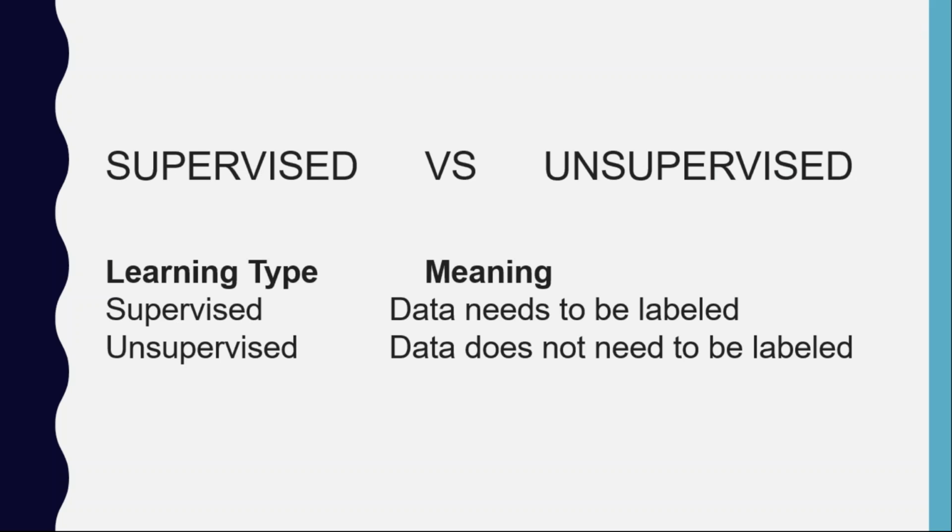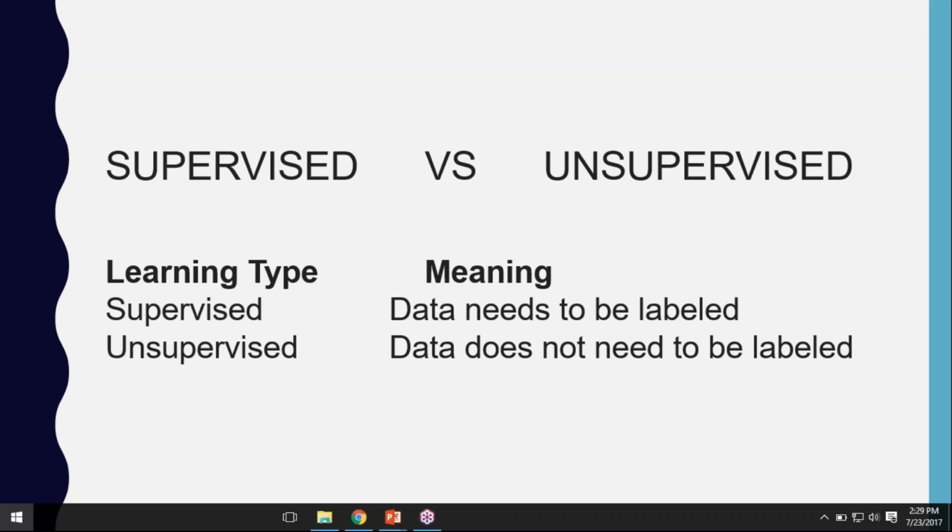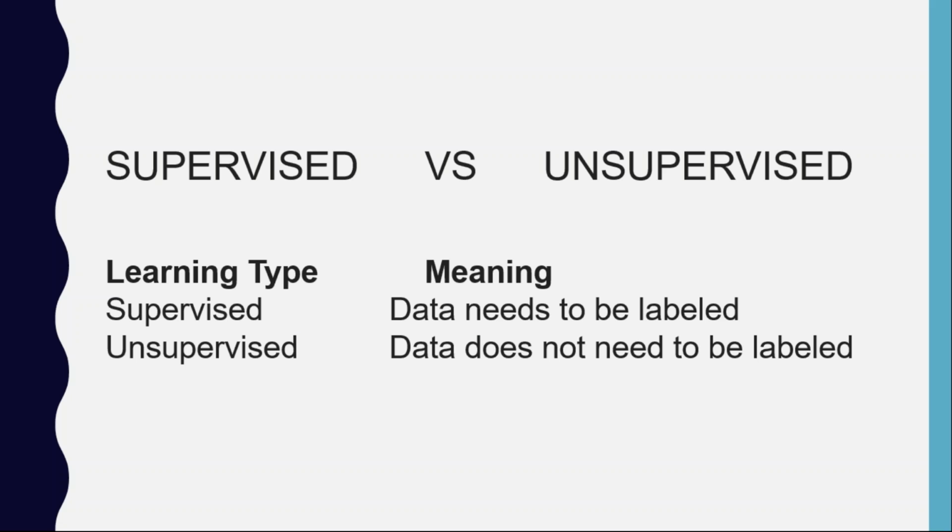Now, talking about the actual types of machine learning, that's what we're going to check out. We have two types of machine learning. One is supervised learning, another is unsupervised learning. What do you actually mean by that?